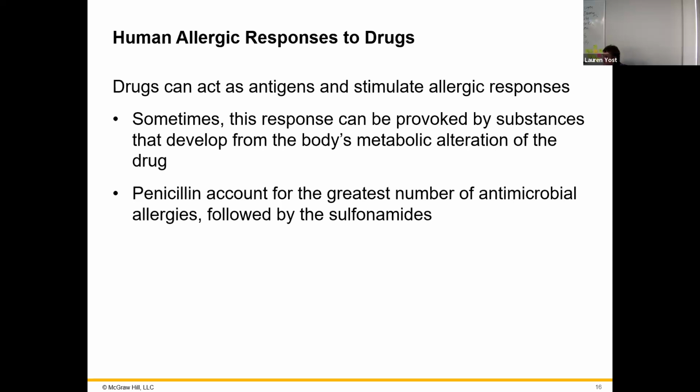The ones that are most likely to cause allergic response are going to be your penicillins and your sulfa drugs. Those also happen to be the best targets for our drugs. Targeting the cell wall are penicillins. Targeting the folic acid synthesis pathway are sulfas. And so people are a lot more likely to be allergic to those drugs as well.